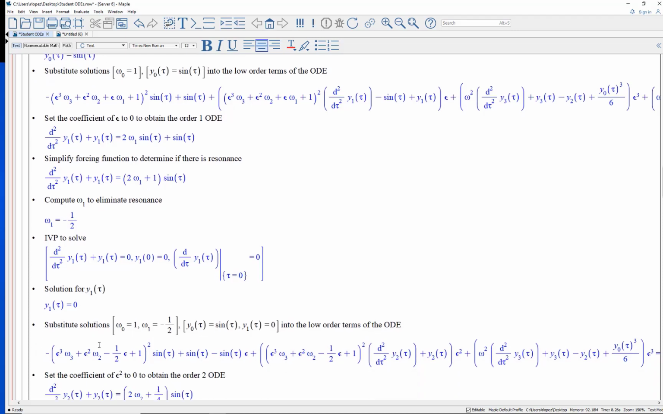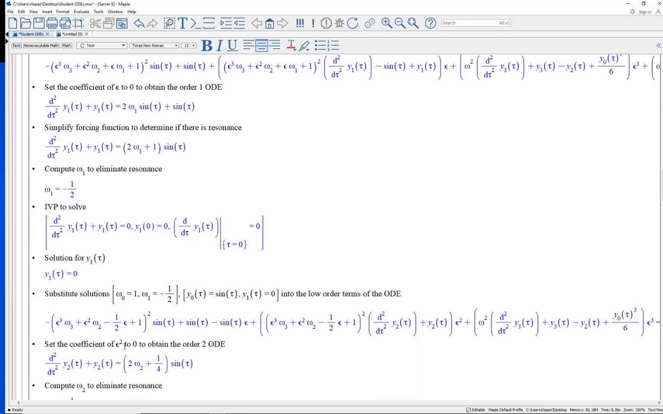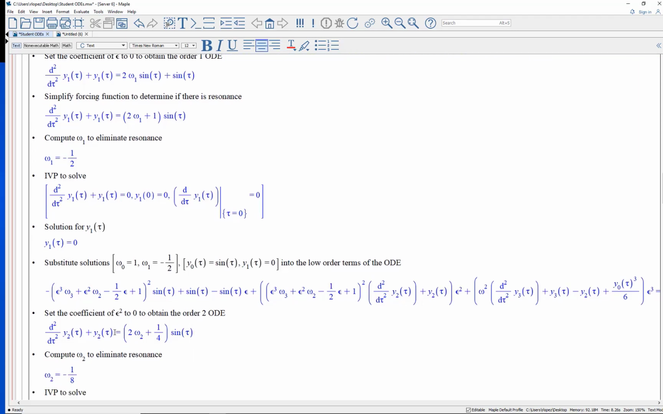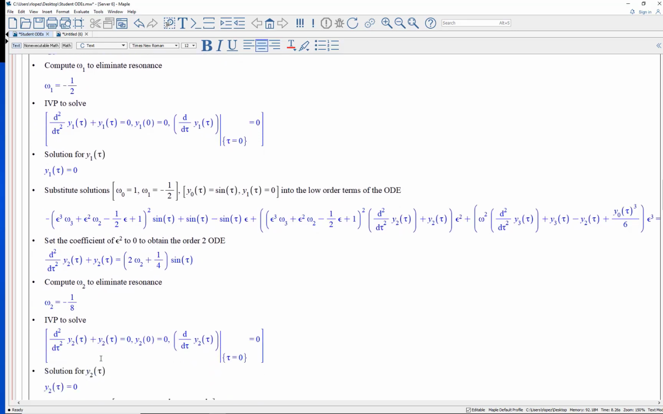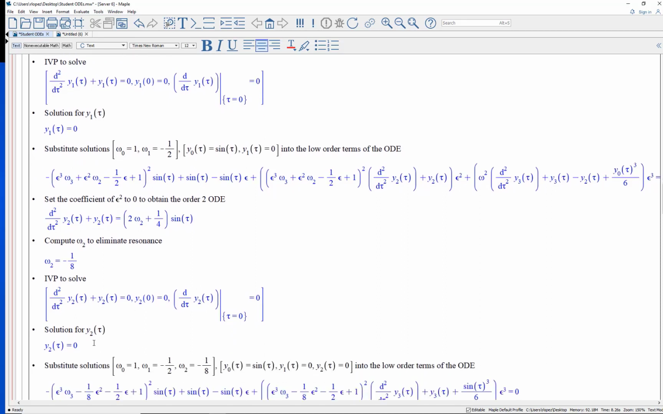So now you go on and you look for the coefficient of epsilon squared, and that's the differential equation that you end up with. And you again realize, look, this is going to have sine and cosine as solutions to the homogeneous equation. And this is going to pick up a tau sine tau. So you're going to get a secular term again. In order to have that drop out, you make this coefficient be 0. So omega 2 is minus 1/8. You are now solving this differential equation with this homogeneous data, and y2 is 0.